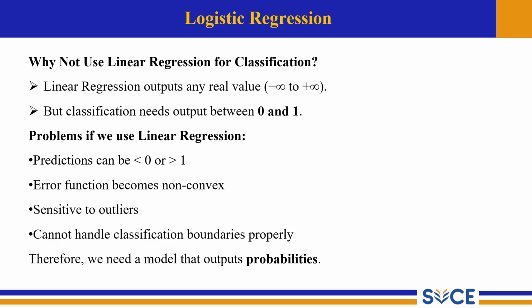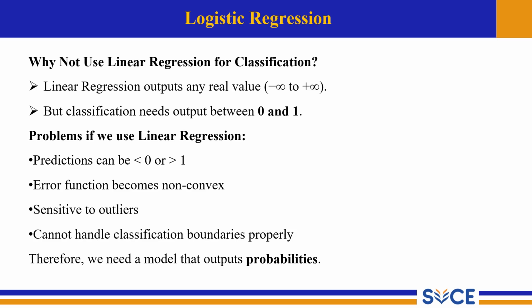Its outputs can range anywhere from negative infinity to positive infinity. But classification tasks, like predicting whether an email is spam or not, require outputs between 0 and 1, because we are dealing with probabilities. Linear regression simply does not respect this boundary.